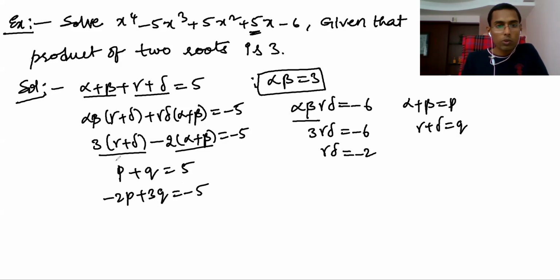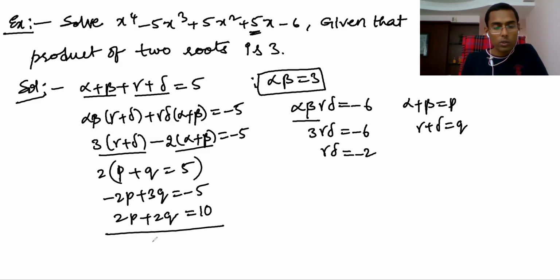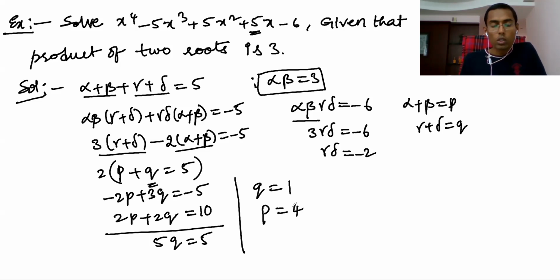If you multiply the first equation by 2, you get 2p plus 2q equals 10. Adding these two, you get 5q equals 5, that is q equals 1. If q is 1, p is going to be 4. So q is gamma plus delta, and p is alpha plus beta.